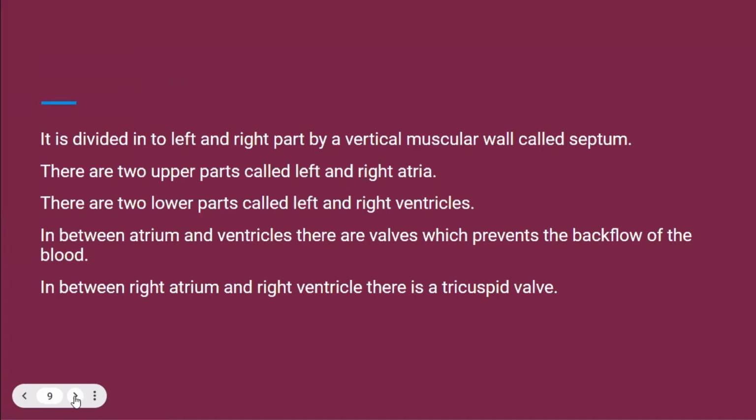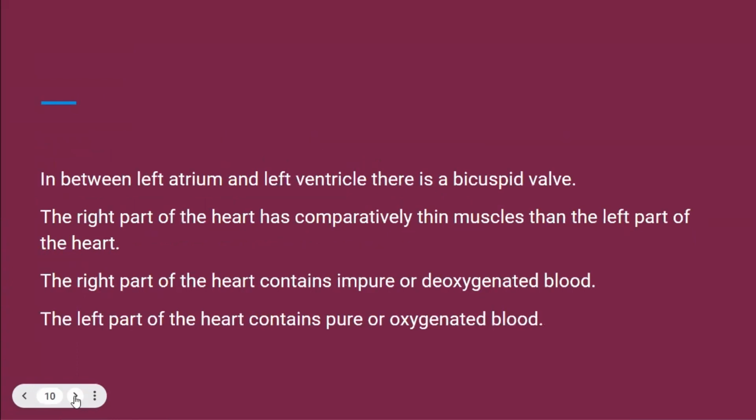There are two upper parts called left and right atria. The two lower parts are called left and right ventricles. In between atria and ventricles, there are valves which prevent the backflow of the blood. They are lid-like structures. In between the right atrium and right ventricle, there is a tricuspid valve. In between the left atrium and left ventricle, there is a mitral or bicuspid valve.